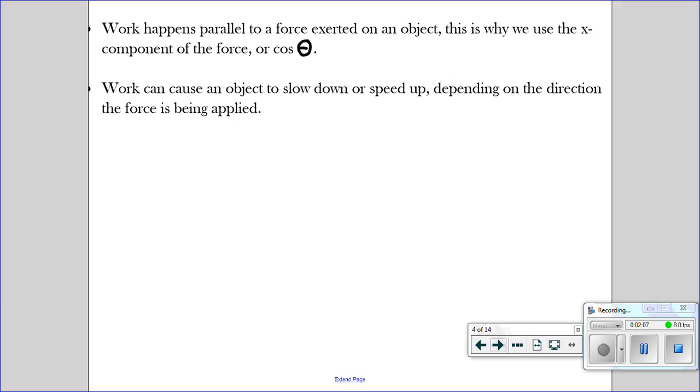Two important concepts here. Work happens parallel to a force exerted on the object. So if the object is moving left and right, work will happen left or right. This is why we use the x component of the force, or the cosine of the angle, because remember that the cosine function goes with the horizontal x component. Work can cause an object to slow down or speed up, depending on the direction the force is being applied. Here's an example of that.